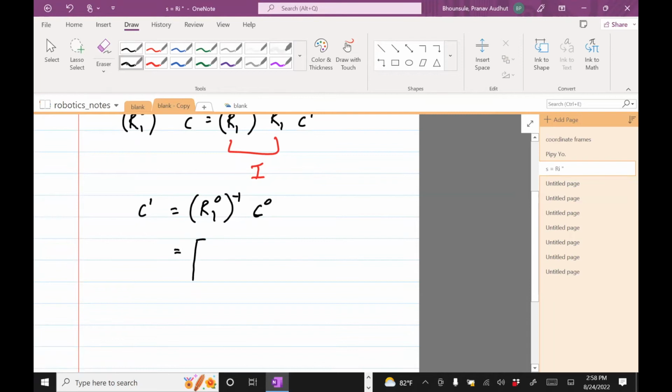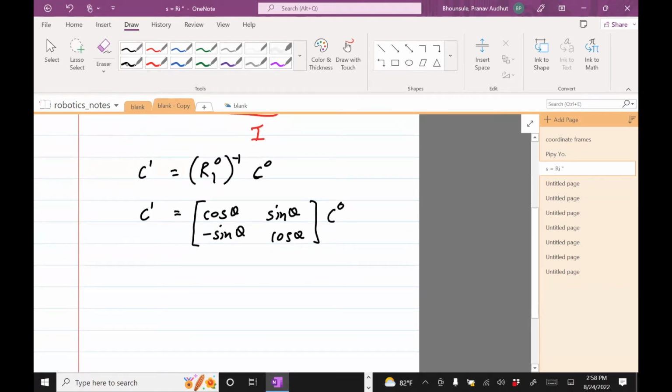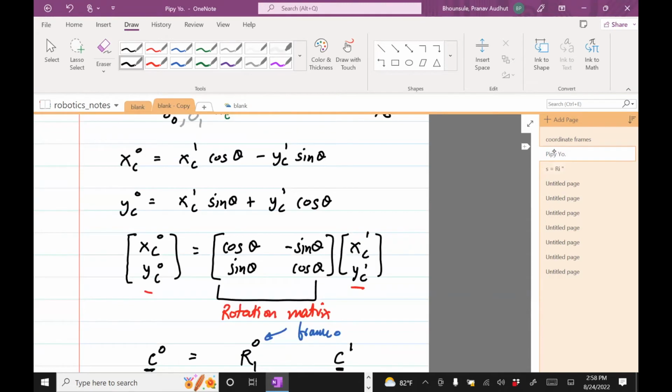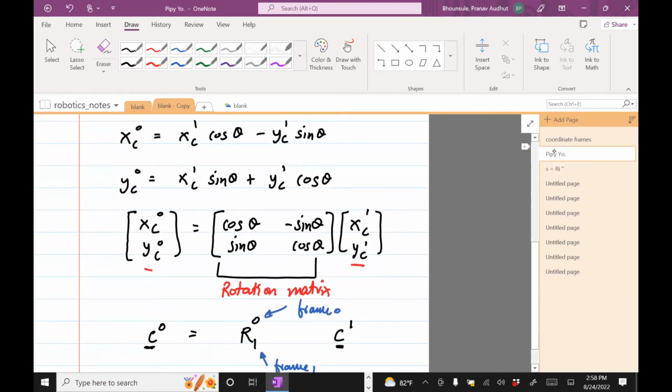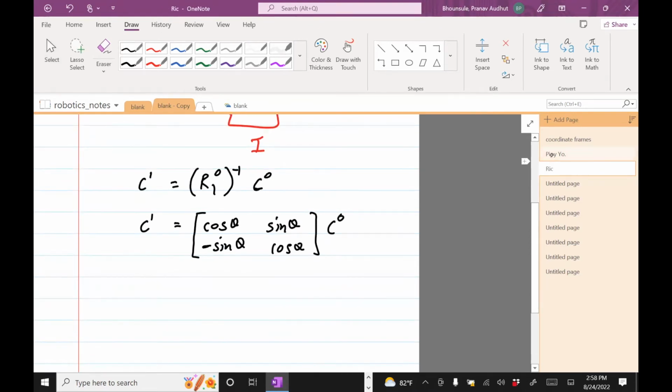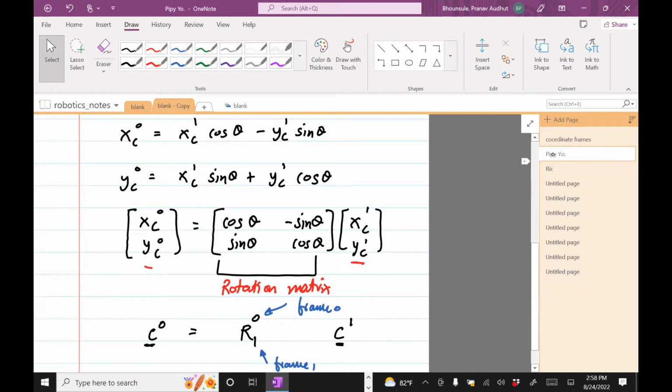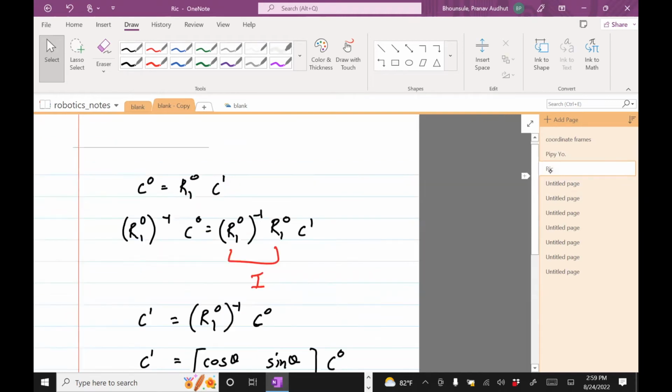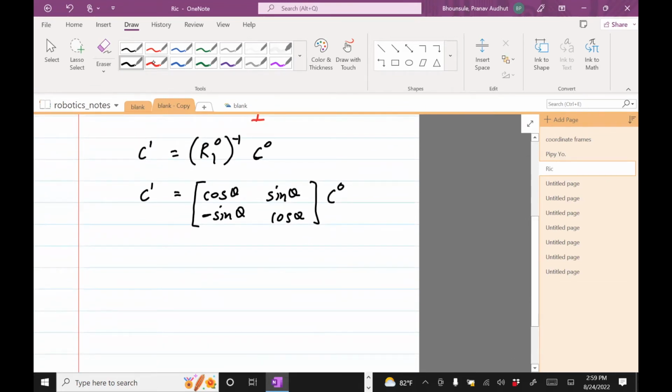So if you take the inverse of R10, you'll see that it comes out to be cosine theta, sine theta, minus sine theta, cosine theta. But if you notice this expression and compare it with the earlier one, there's a negative sign in row 2, column 1, but if you look at this one, there's a negative in row 1, column 2. So R10 inverse is actually the transpose of R10. In fact, this is a property of all rotation matrices, that if you take it and multiply it with its transpose, you get the identity.